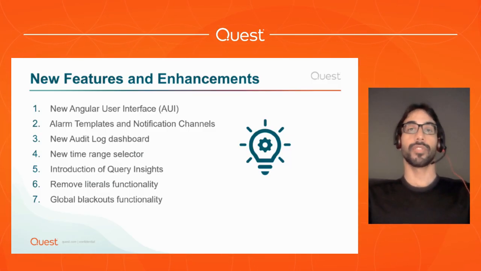We have the introduction of query insights. This provides a high-level view of the top consuming queries in the environment. We have the remove literals functionality. This would be an option to replace personally identifiable information from queries before submitting that data into Foglight. We have the global blackouts functionality. This would be a command line option in particular to disable or black out the whole environment.